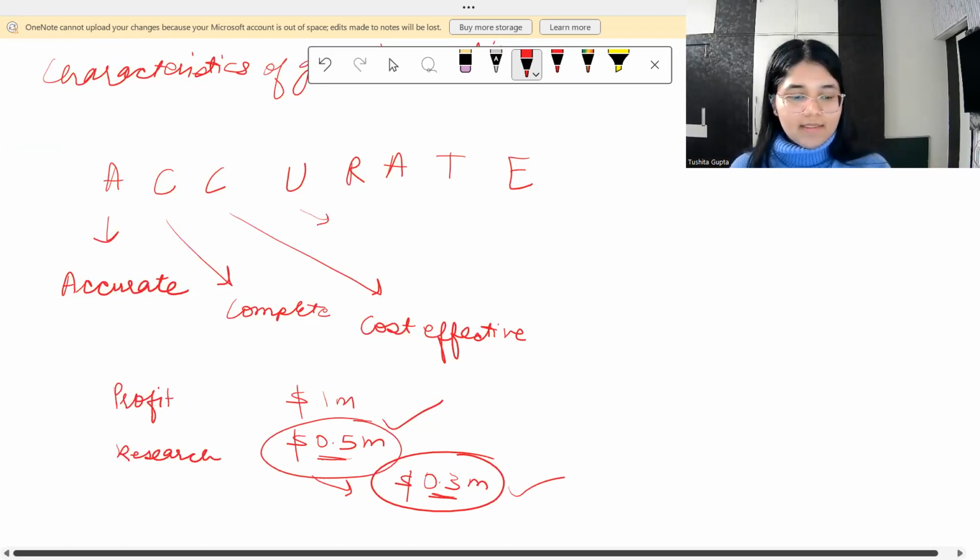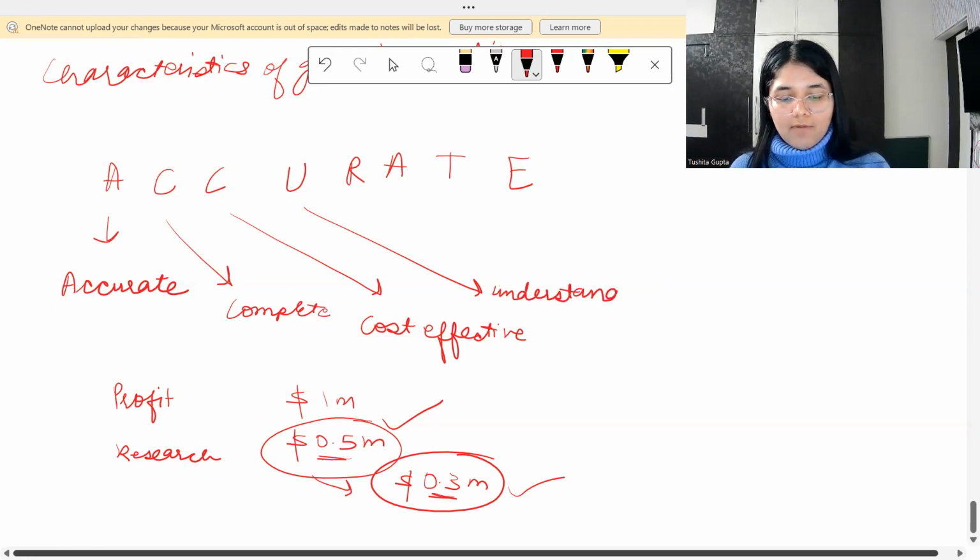Then the U in this represents understandable. Let me bring this a little down over here. So it should be understandable. What do we mean by understandable? If I have asked someone to give me some information, probably he's given it to me in such a format or in such a language which I do not understand. If I do not understand that language, does that have any value for me?